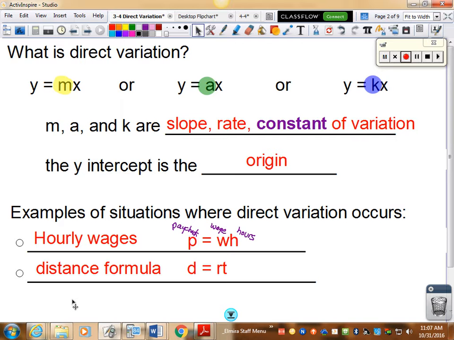Distance formula. That's a formula I'm sure you've used in science class or maybe math class before. Distance equals rate times time. So rate would be like your speed, how fast you're going. How far you go means how fast did you go times how many hours, minutes, or seconds were you doing that. Those are all things that use direct variation.